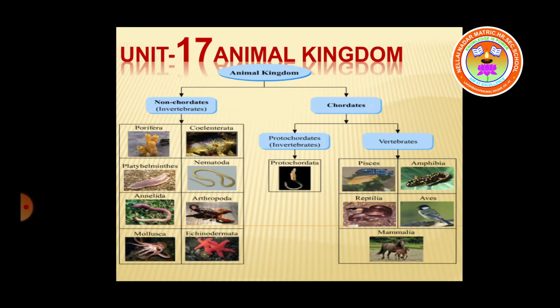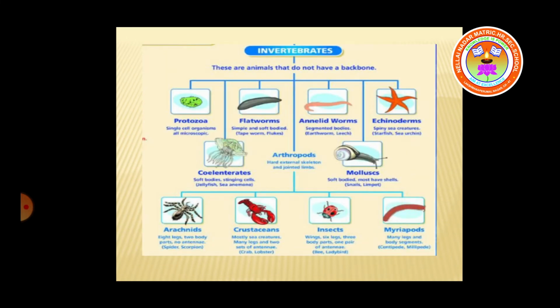Dear children, we are learning about animal kingdom. In the first session, you learnt about taxonomy and criteria for classification. In the second session, invertebrata, and the third session, vertebrata. Today's class is a continuation of invertebrata.